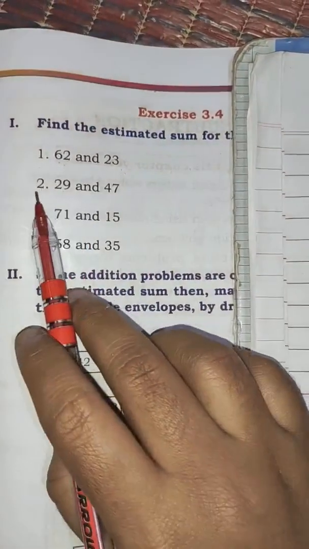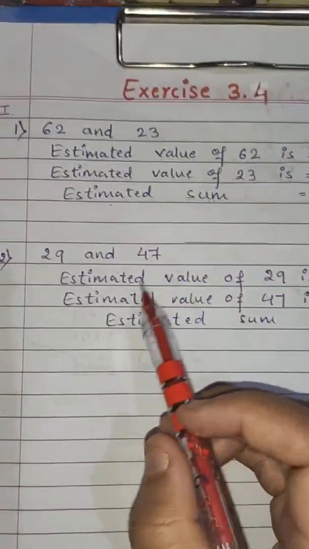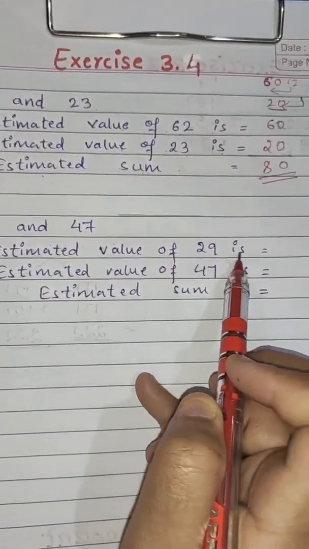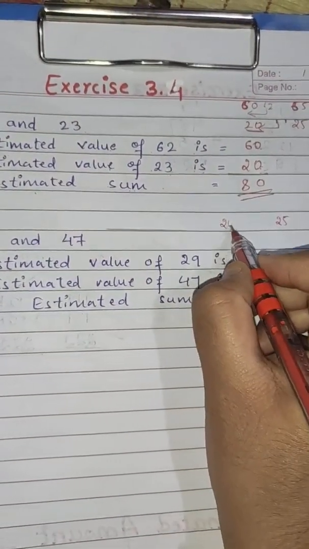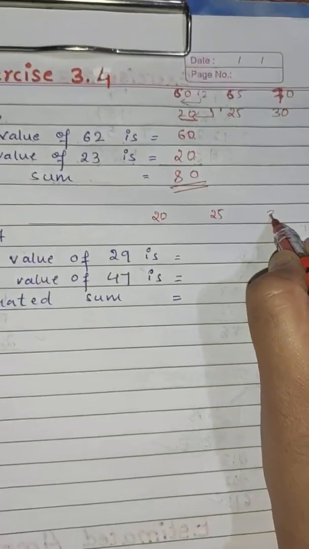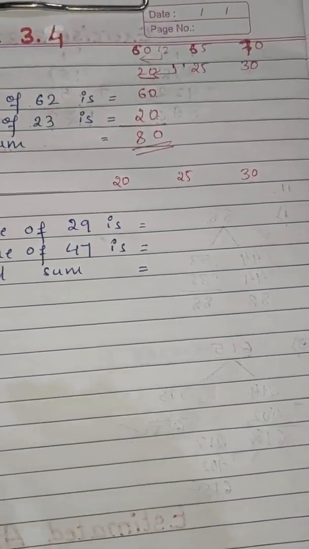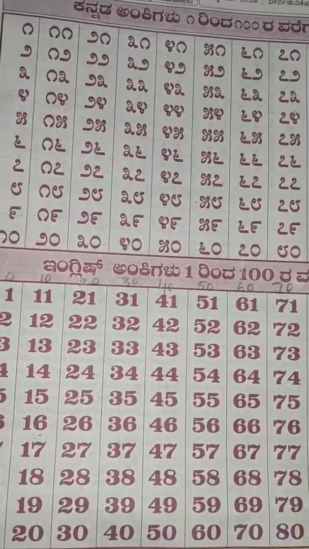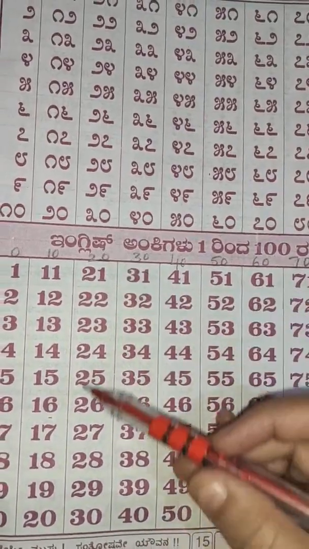Okay, now let us take the second example, 29 and 47. So here 29 and 47, estimated value of 29. Here it is 20, here it is 30. Okay, you have to imagine those numbers, otherwise you can use Abacus if you have one. So here 29. Where is the 29 here? Here it is 29. See, here it is 20, here it is 30.